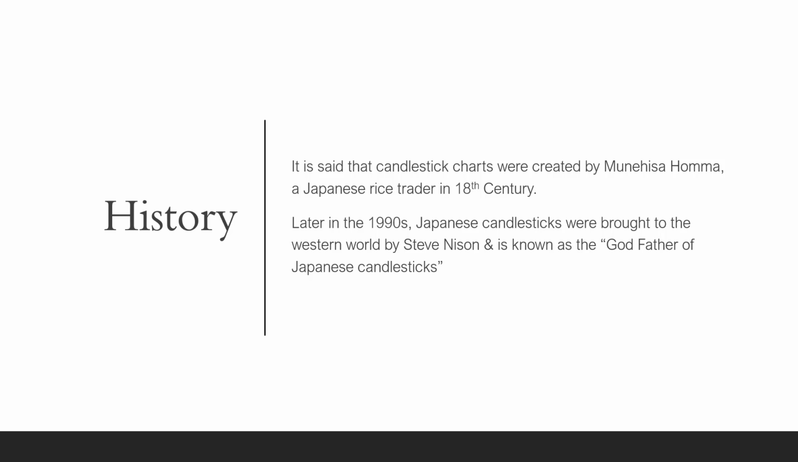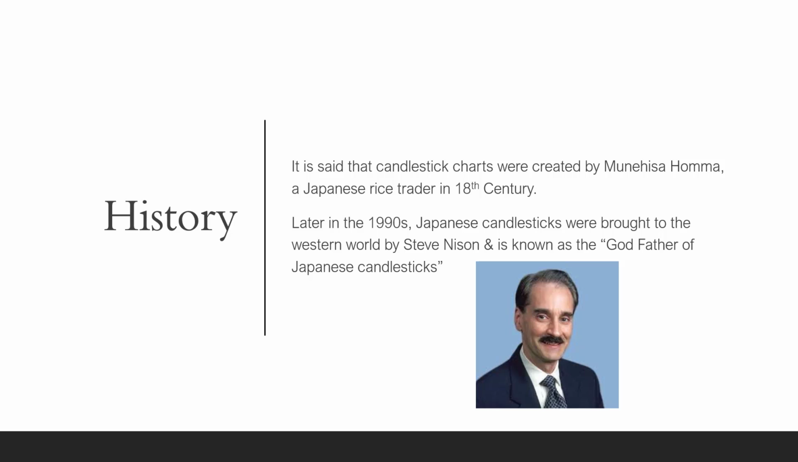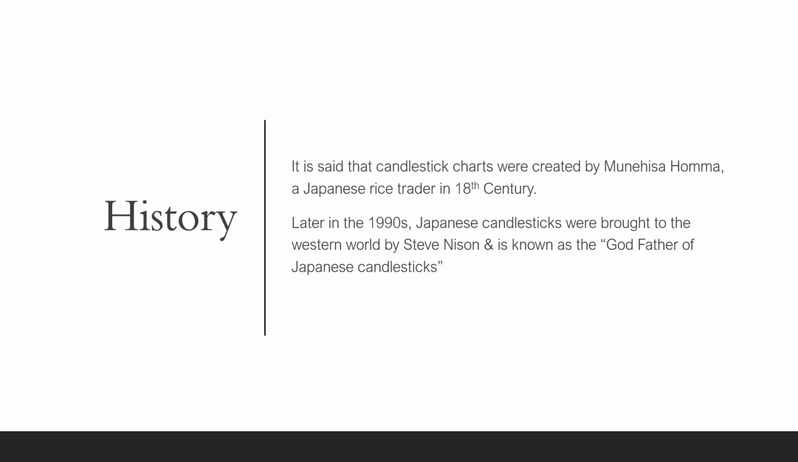And then in the 1990s, they were brought over to the U.S. and the Western world by Steve Nison. He's known as the godfather of Japanese candlesticks. He has tons of books on it. He has an online service. He has scanners that scan for specific candlesticks. If you want to focus strictly on candlesticks as your trading method, I'd say go check out his website. You can Google him. I'm sure you'll find his website and you can check out all his stuff. But he basically brought it to the US, and it's been here since.